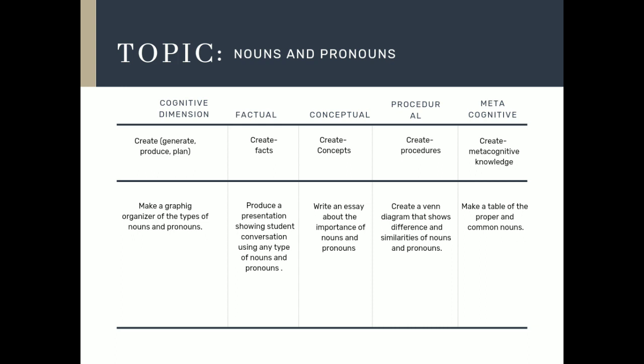In the third column, which is create concepts: student will be able to write an essay about the importance of nouns and pronouns. And for the fourth column: student will be able to create a Venn diagram that shows differences and similarities of nouns and pronouns. And last but not the least is create metacognitive knowledge, which is the fifth column: student will be able to make a table of the proper and common nouns.